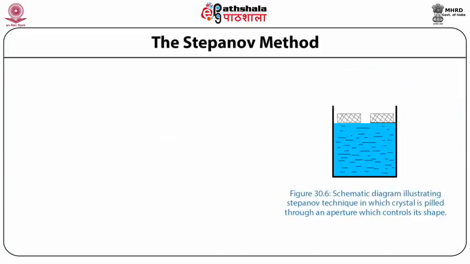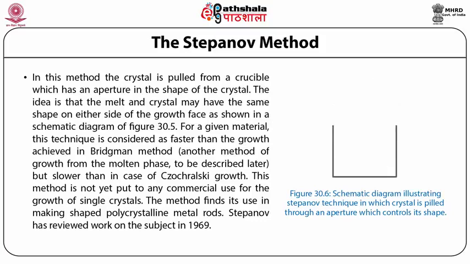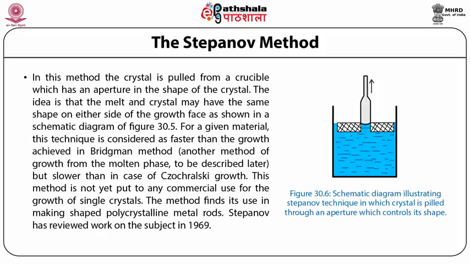The Stepanov method. In this method, the crystal is pulled from a crucible which has an aperture in the shape of the crystal. The idea is that the melt and crystal may have the same shape on either side of the growth phase as shown in a schematic diagram of figure 30.5. For a given material, this technique is considered as faster than the growth achieved in Bridgman method, which is another method of growth from the molten phase which we shall discuss later, but slower than in case of Czochralski growth.